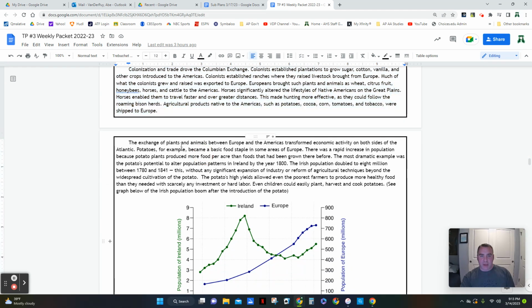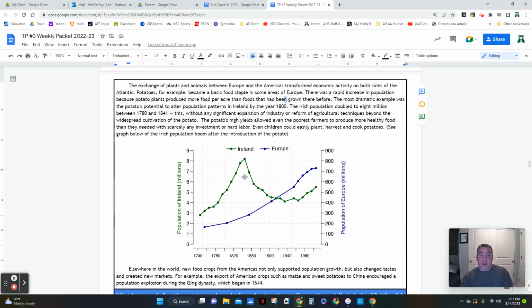When you get down to the bottom of that first section, you're going to have a section on potatoes. I know it doesn't sound very intense or cool to talk about potatoes in history, but they are a really interesting case study in what happens when a New World food makes its way to Europe and what it does when it gets to Europe and makes its impact on places like Ireland.